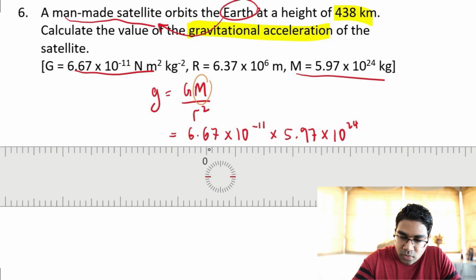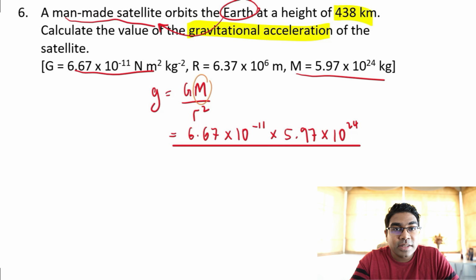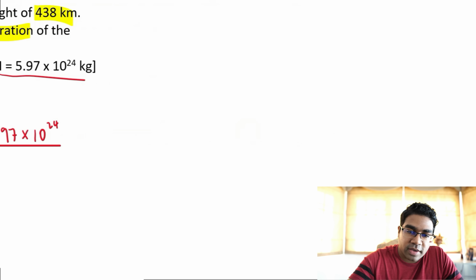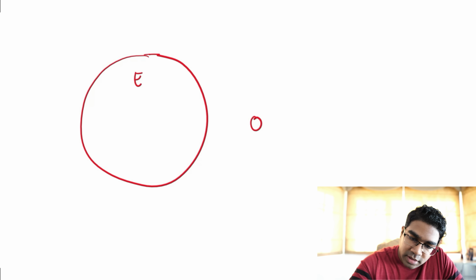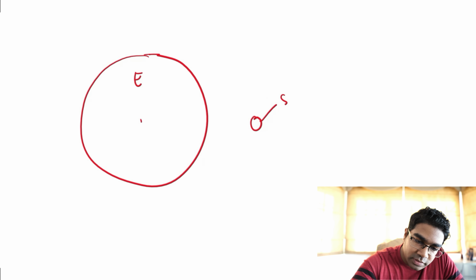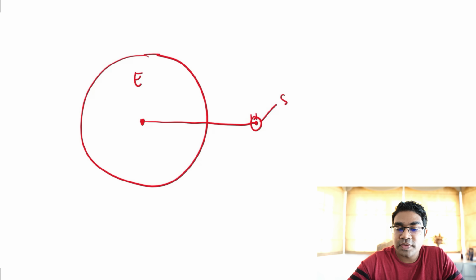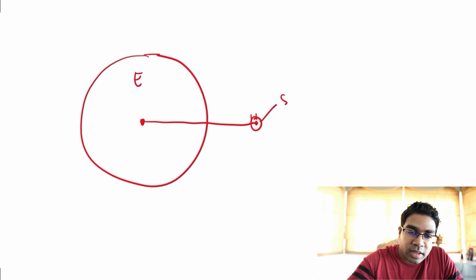So now the question is, what is r? R is not radius. R is the distance between the two centers of mass of the objects. Let's sketch a diagram here. So we have the Earth, and then we have the satellite orbiting the Earth. So let's just put a dot here. Okay, this is the satellite that's orbiting the Earth. Now where is r? So r will be the distance from the center all the way to the center of the satellite. But the distance between the center and the surface of the satellite is negligible. It's very tiny compared to the whole overall distance. And so we can ignore that.